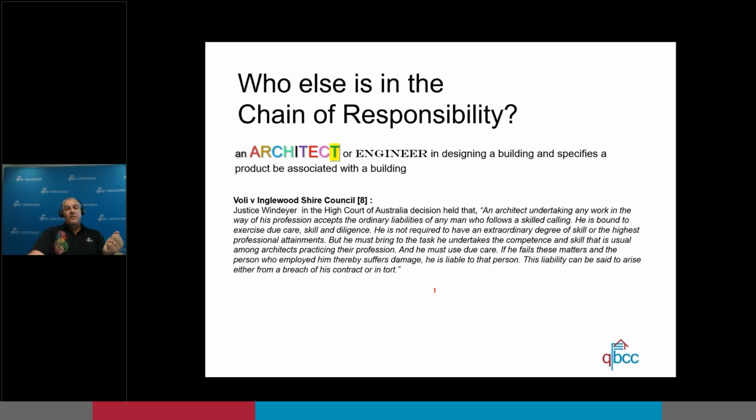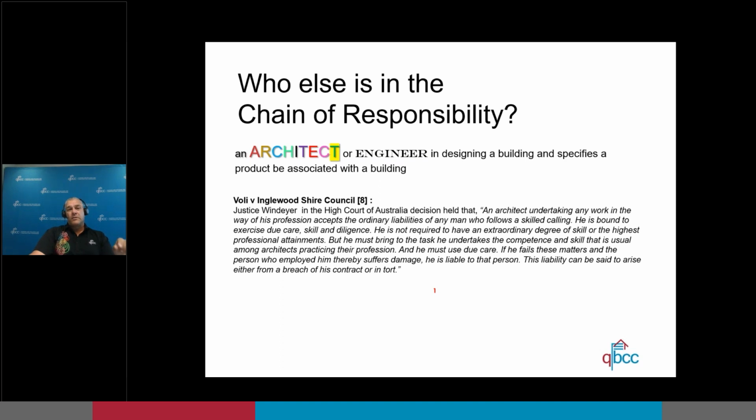So this first one, Voli versus Inglewood Shire Council, it's the Shire Hall that's out at Texas. So that's Texas 4385, not overseas in the US. This was a Shire Hall that was designed by an architect, built for the Shire, and it was in relation to the stage that people go up on. What happened was people were up on the stage and the stage collapsed. As you can see there in the notes, have a read, it's actually quite an interesting little case.